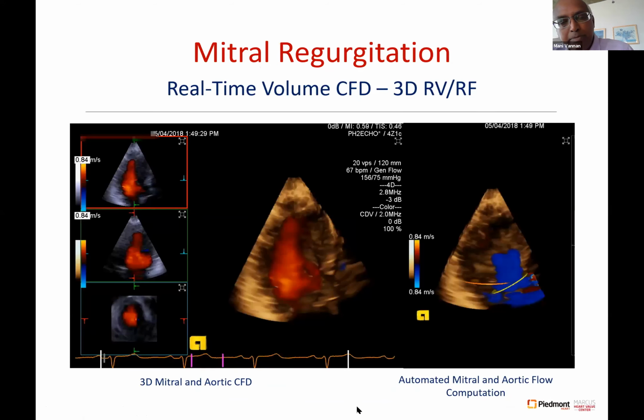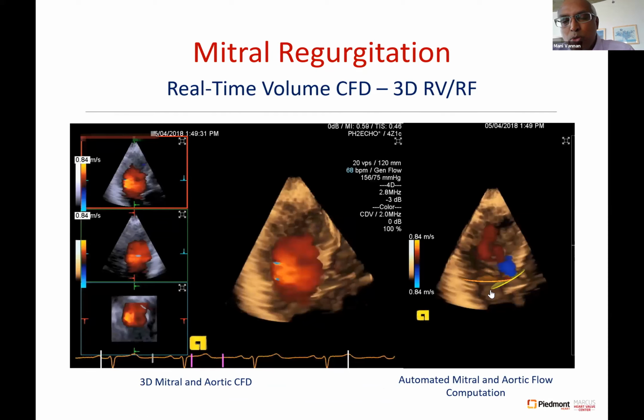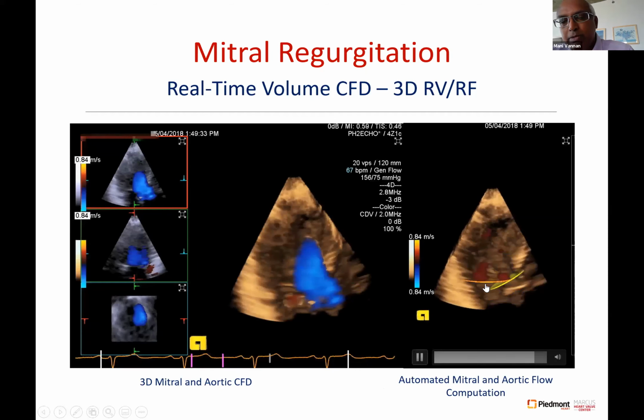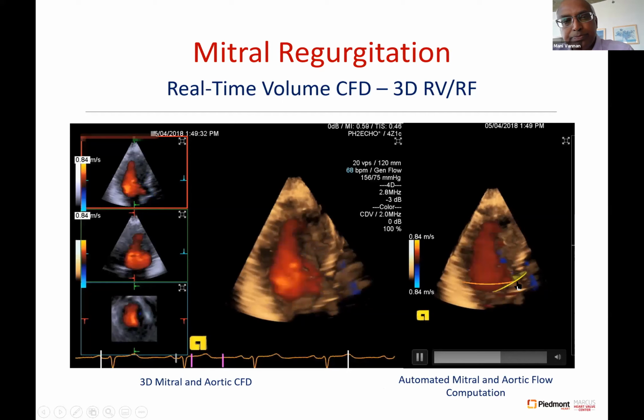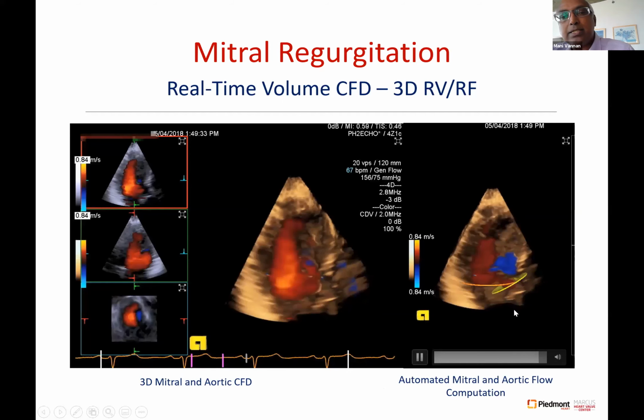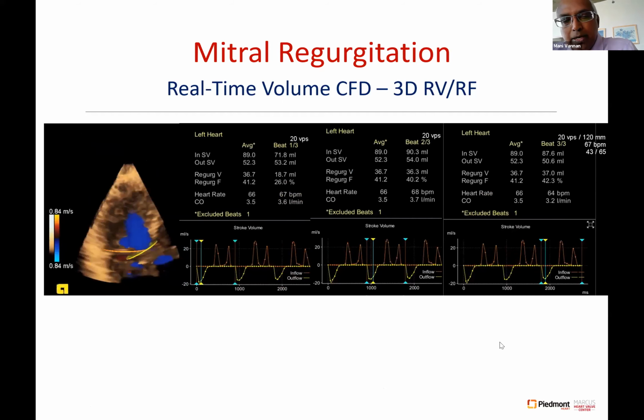So using the same data set, one can compute the mitral stroke volume and the aortic stroke volume. And this is how we do it. Again, I understand that this technology is not available widely yet, nor is it extensively validated. But in our lab, where we've used this for at least a few years now, we do rely on this number as long as the data quality is good.